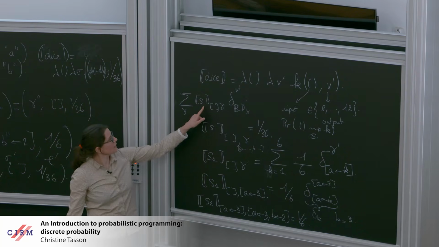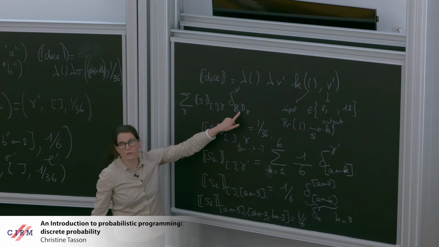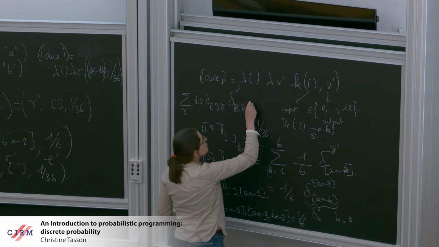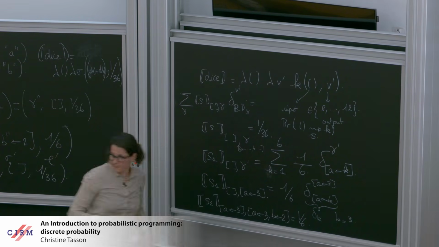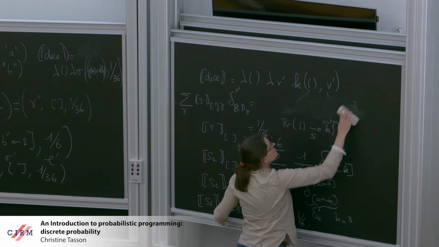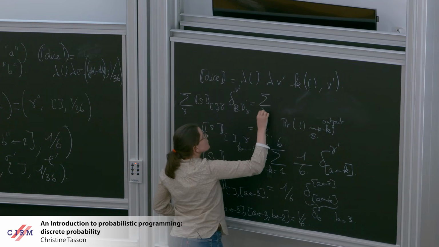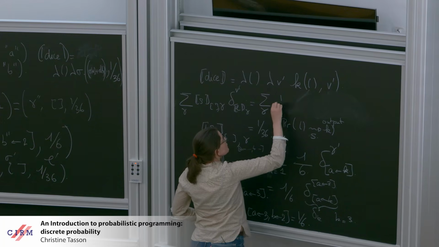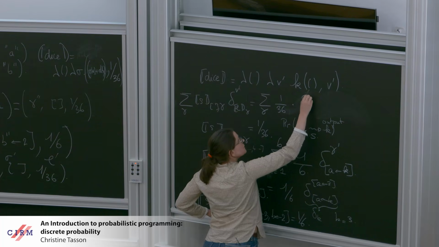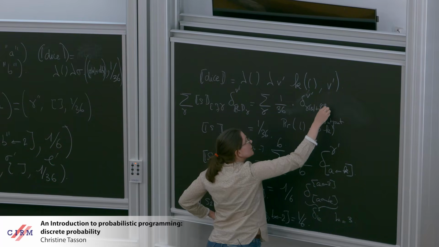So what I can get is that A is something, B is something, and the semantics of E will be gamma of A plus gamma of B. So it's equal to the sum over gamma of 1 over 36 multiplied by delta V prime of gamma A plus gamma B.